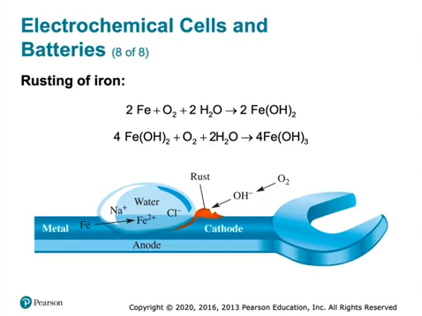Another way, you can put what's called a sacrificial anode. Zinc is used very commonly. So galvanized steel, that's zinc. The zinc will be oxidized first.